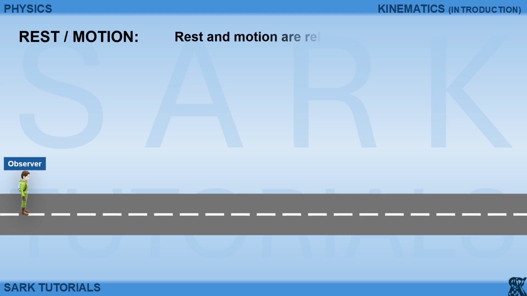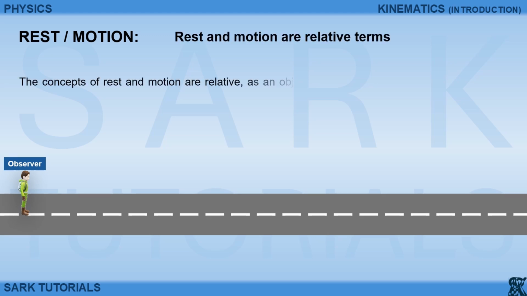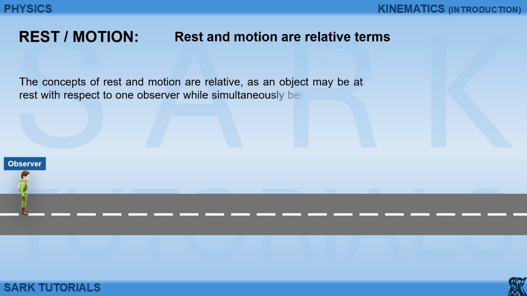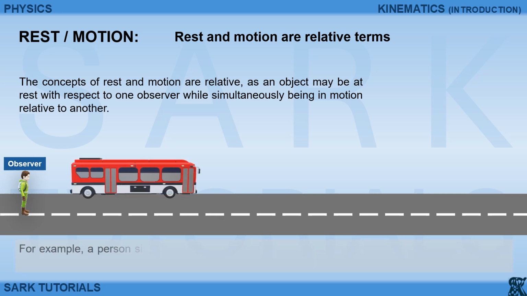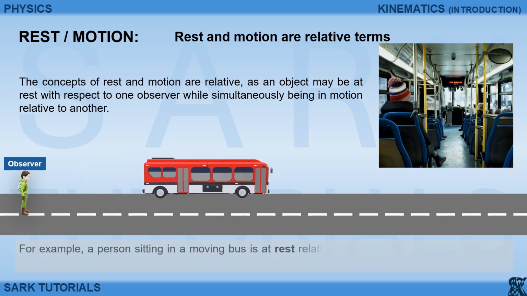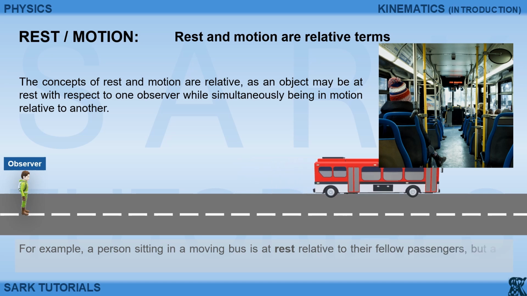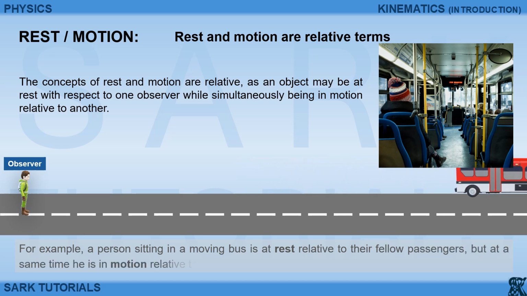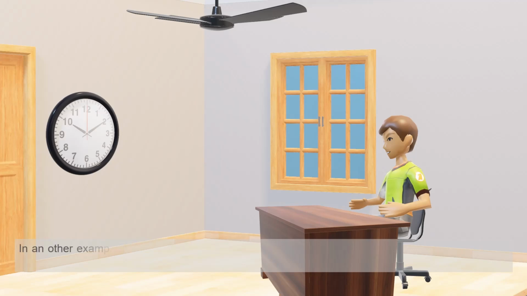Rest and motion are relative terms. The concepts of rest and motion are relative, as an object may be at rest with respect to one observer, while simultaneously being in motion relative to another. For example, a person sitting in a moving bus is at rest relative to their fellow passengers, but at the same time he is in motion relative to an observer outside the bus. In another example, a person sitting in a chair at home in his room is at rest relative to their surroundings in the room.